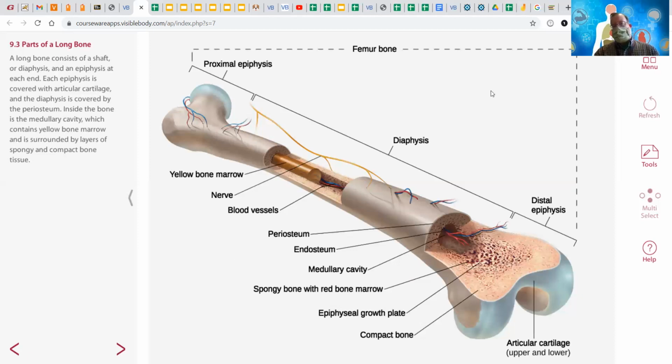Again, osteoblasts are building or synthesizing bone. Osteoclasts are breaking down bone. So if the body is short on calcium, or the heart's lacking calcium for some reason, osteoclast activity will increase and cause calcium to, in essence, get released into the bloodstream.